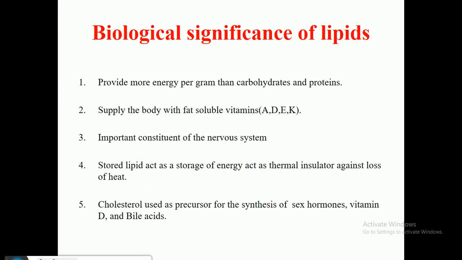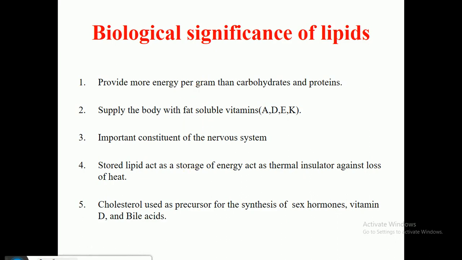Now look at the biological significance of the lipids. I mean, how are lipids biologically important for our body? What is the basic biological significance, or you can say the biological application, of the lipids? Lipids provide more energy per gram than carbohydrates and proteins.